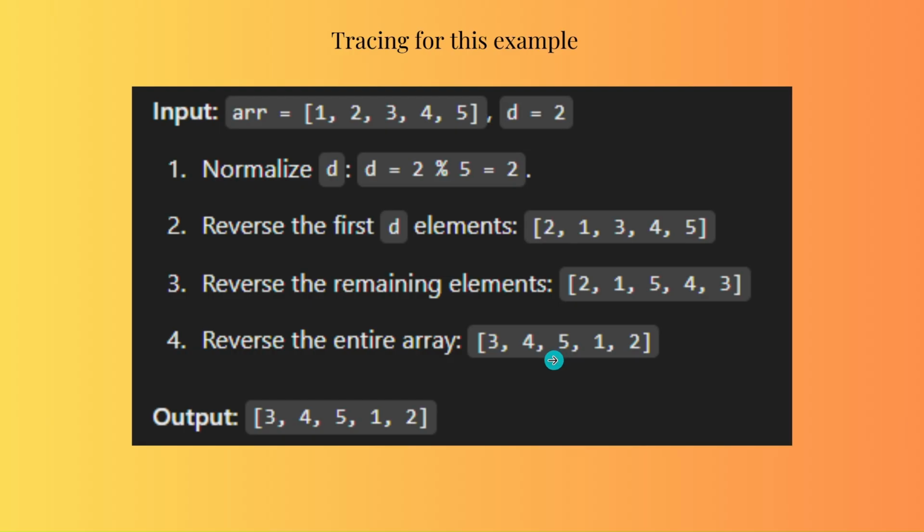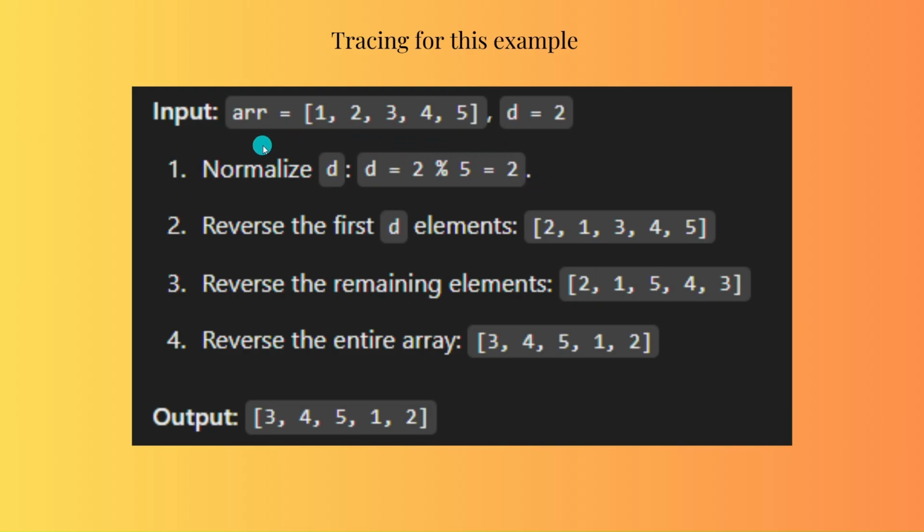Here, let us consider the d value is equal to 5. In that case, the output array will be 5, 4, 3, 2, 1. And let us consider the d value is equal to 10. In that case, the answer will be 1, 2, 3, 4, 5, which is the original array. So in this case, we have to normalize the d values.